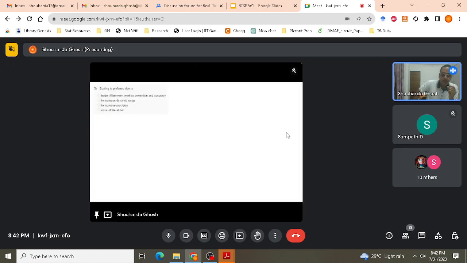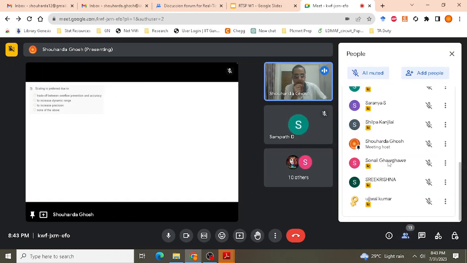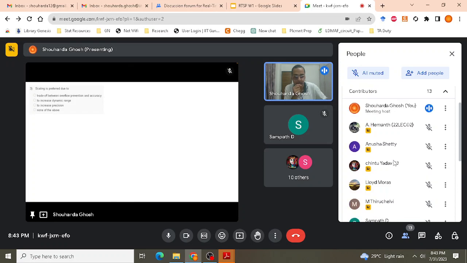Now I hope you have understood what I have tried to show, that when I am using scaling, I have saved myself from the overflow taking place due to addition, but at the cost of accuracy. So in these slides, there's option A. Okay, Sampath, I hope this is clear. You understood why this one is correct. Yeah, it's clear, sir. Others as well, please respond if you are still having any doubts.